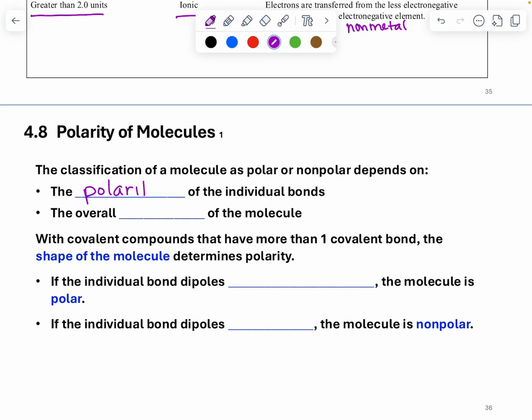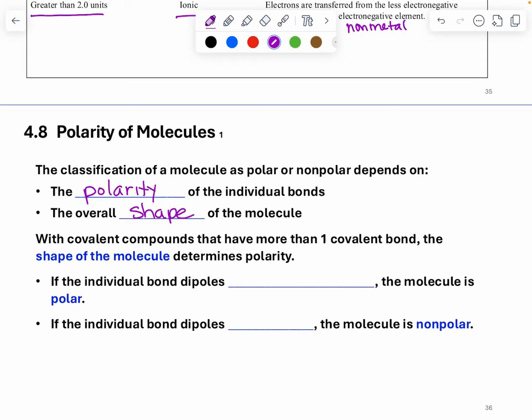And it also depends on the overall shape of the molecule. So the polarity of the individual bonds and the overall shape. With covalent compounds that have more than one covalent bond, the shape of the molecule determines polarity.